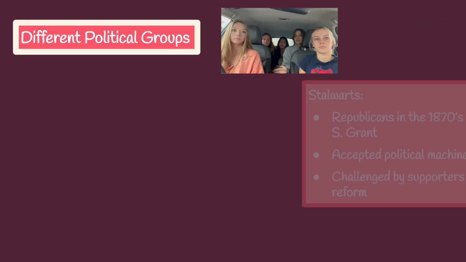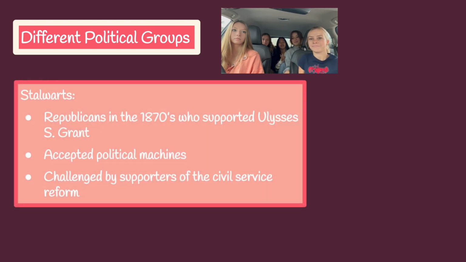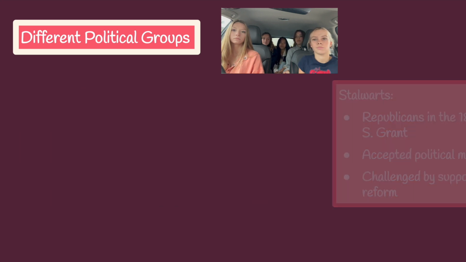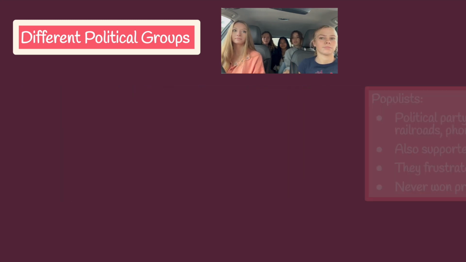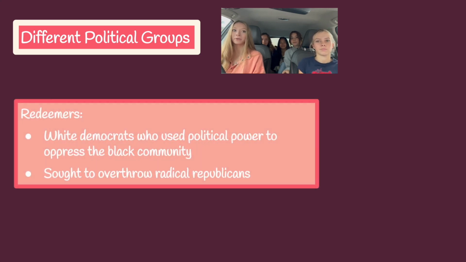Different political groups. The Stalwarts were Republicans in the 1870s who supported Ulysses S. Grant. They accepted political machines and were challenged by supporters of civil service reform. The Populists were a political party for inflation and federally controlled railroads, phones, and more. They also supported immigration restrictions, and they frustrated workers and farmers. They never won a presidency. Lastly, the Redeemers were white Democrats who used political power to oppress the Black community and sought to overthrow radical Republicans.